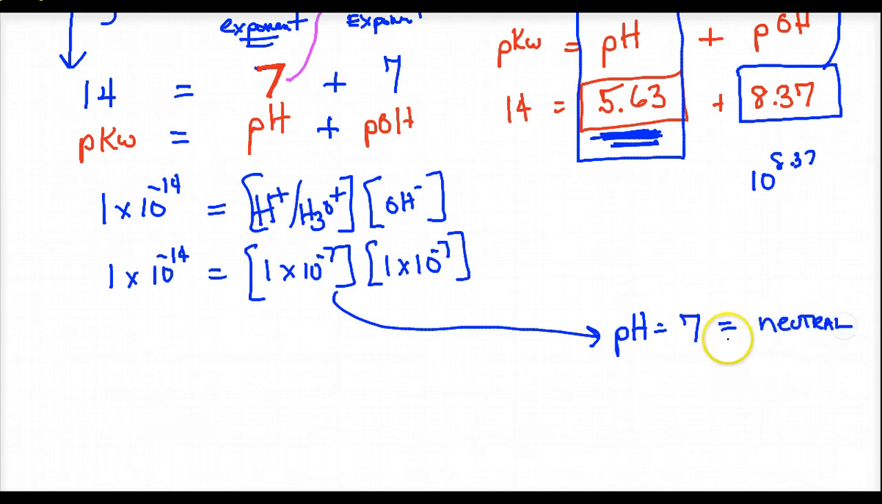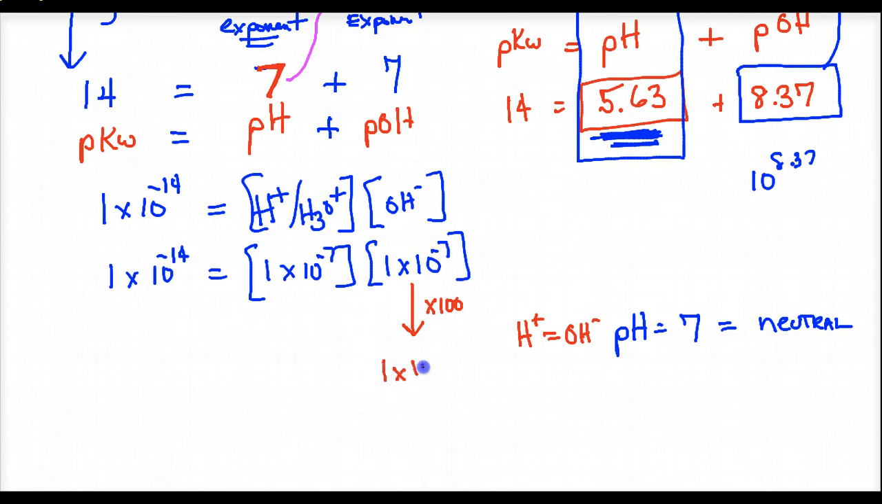Why is it neutral? Because we have equal amounts, H plus equals hydroxide. Now, watch what I do here. I'm going to increase hydroxide concentration 100 times. 1 times 10 to the negative 7 becomes 1 times 10 to the negative 9. I'm sorry, negative 5. So by increasing this 100 times, because it's a base 10 exponent, this number got bigger. 10 to the negative 5 is 100 times bigger.